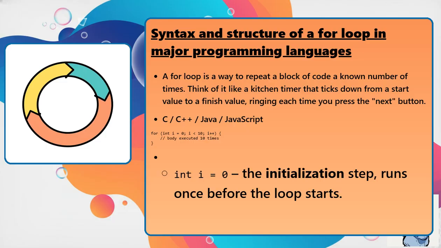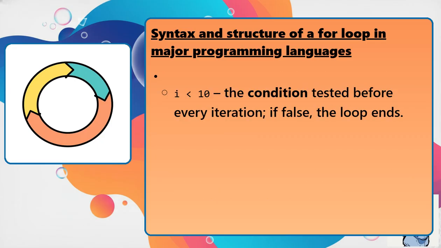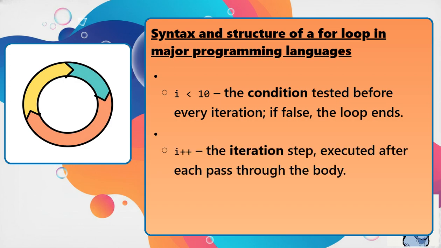int i = 0, the initialization step, runs once before the loop starts. i < 10, the condition tested before every iteration. If false, the loop ends. i++, the iteration step, executed after each pass through the body.